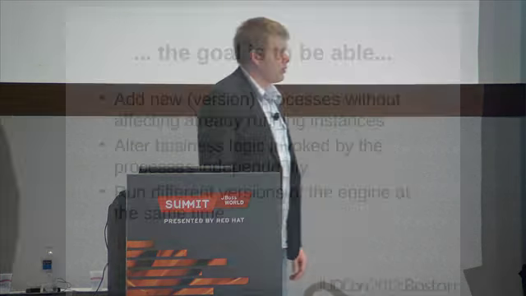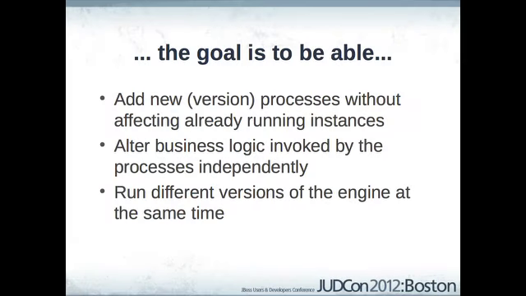So what's the goal of having this, as I call it, the enterprise way of deploying business processes and rules? First of all, to be able to introduce new processes, new versions of processes, without affecting the already existing ones. And it goes both in terms of process definitions, as well as the process state and the running instances. And to change the business logic that processes are relying on.